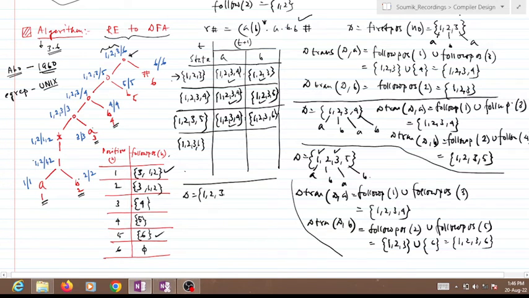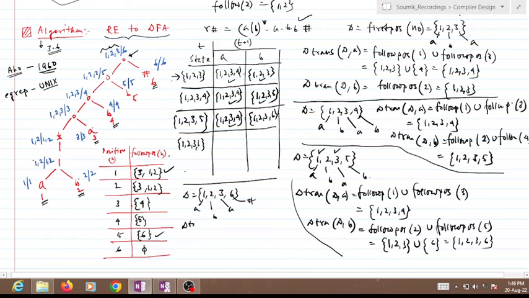Now again, this 1 corresponds to the A, this 2 corresponds to this B, this 3 corresponds to this A, and this 6 corresponds to the hash. So we have to find this value.